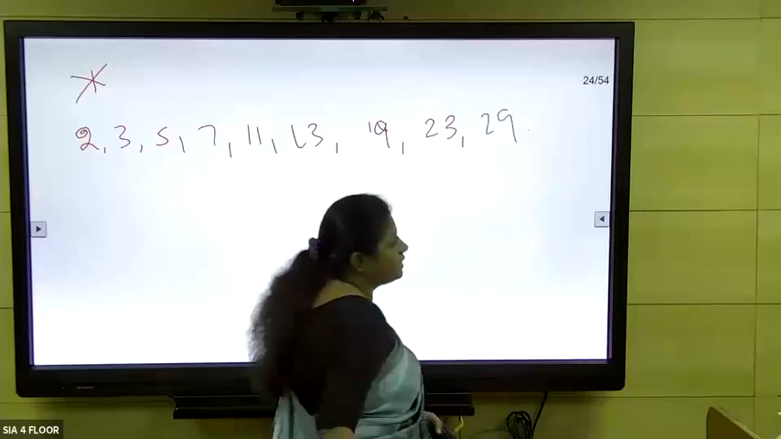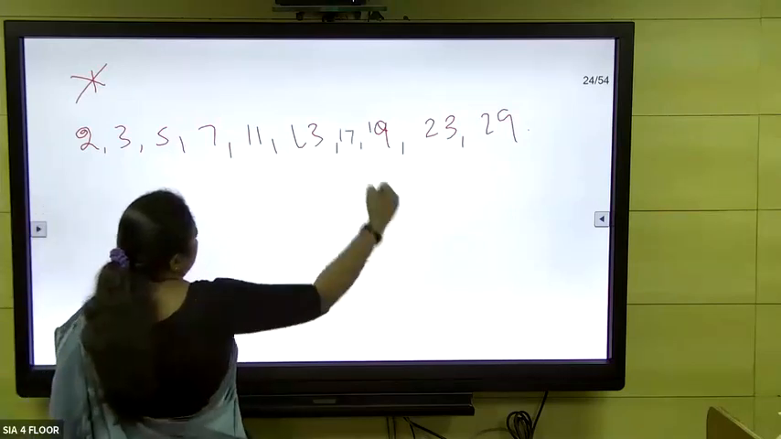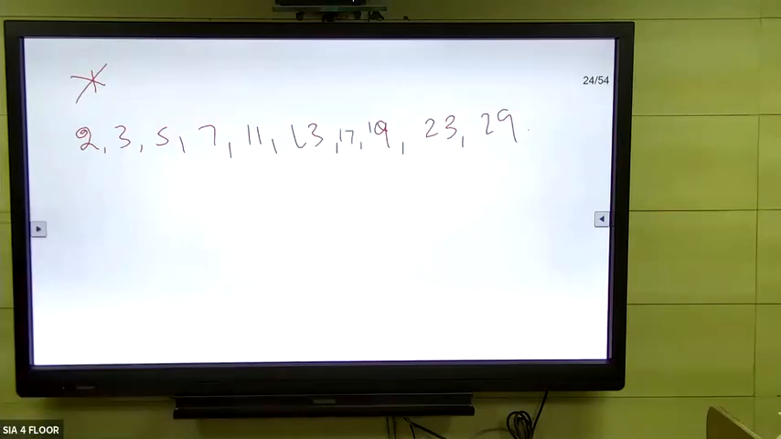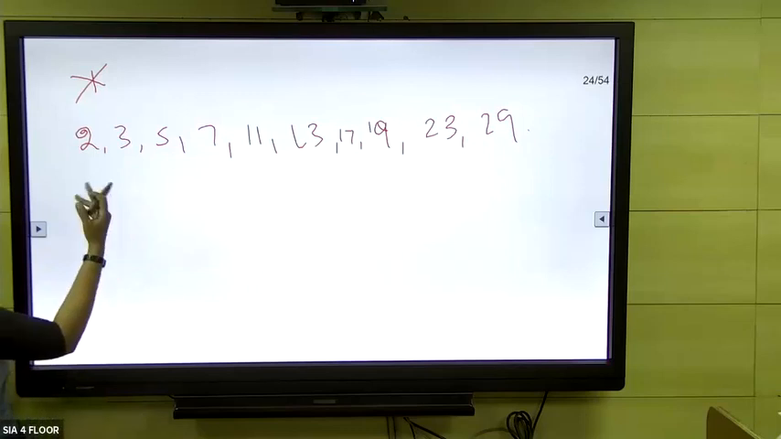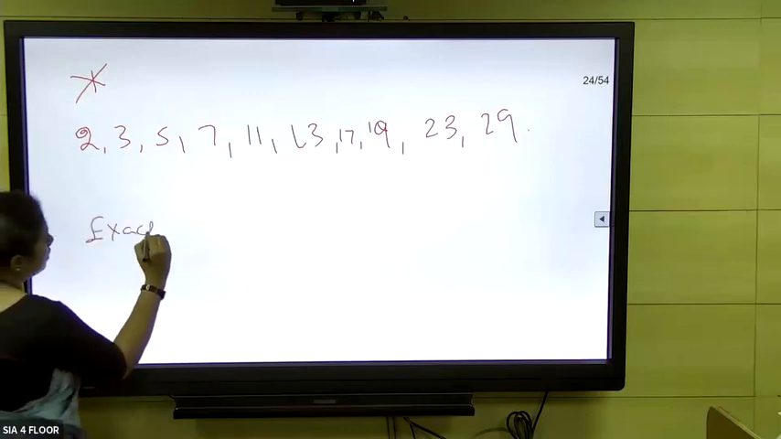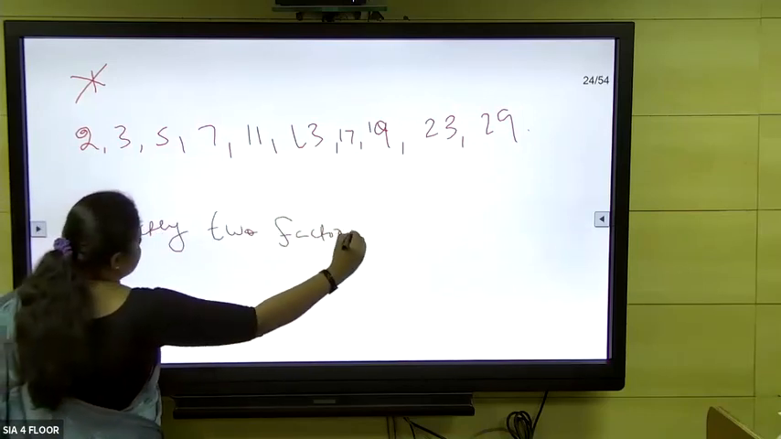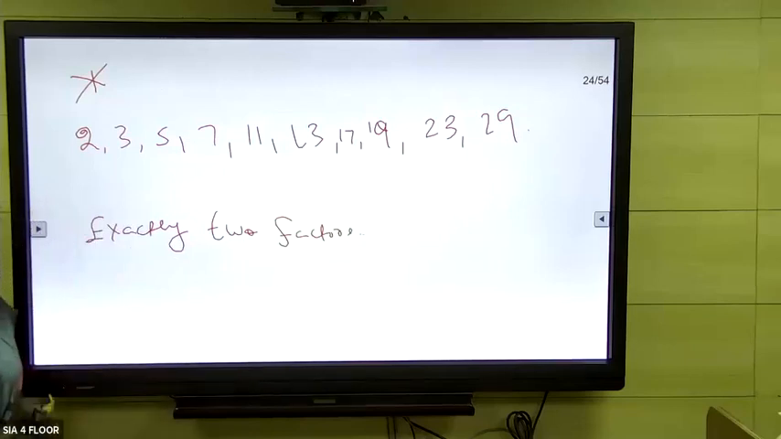29. Okay, so till 30, these are the prime numbers. 17 also, right? Include 17 also. Okay, the definition which I could give for prime numbers is the numbers which are having exactly 2 factors. This is the exact definition for prime number. The numbers which are having exactly 2 factors are prime numbers.